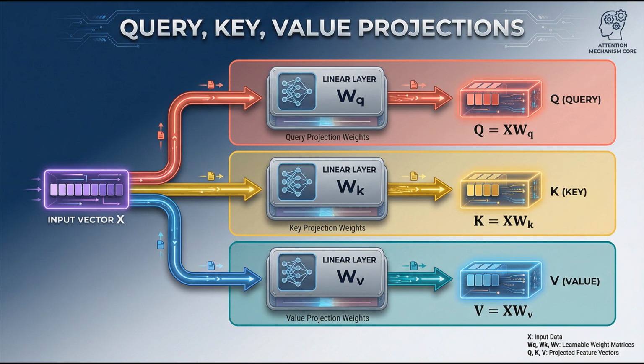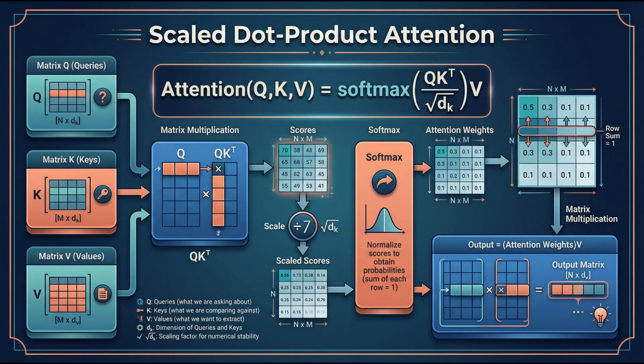For every token, we create 3 vectors: a query, a key, and a value. We calculate these by multiplying our input vector by 3 separate learned weight matrices. The query is what you're looking for, the key is what you match against, and the value is the information you extract.